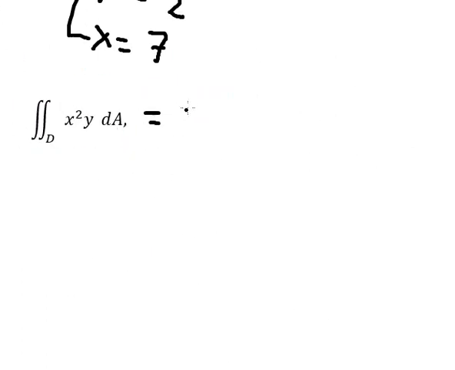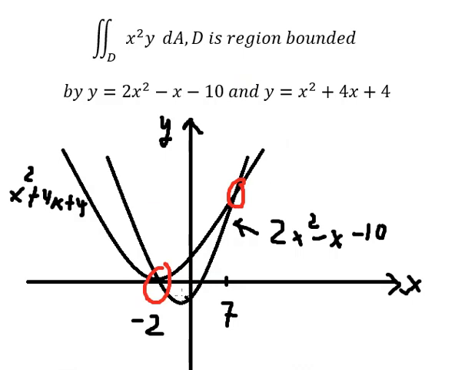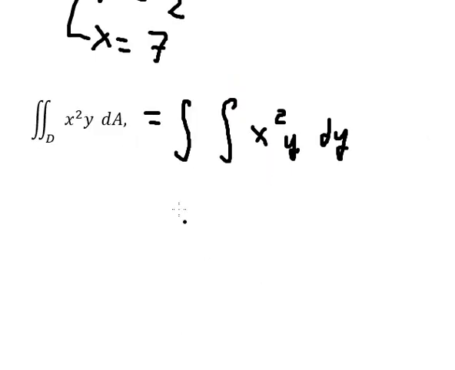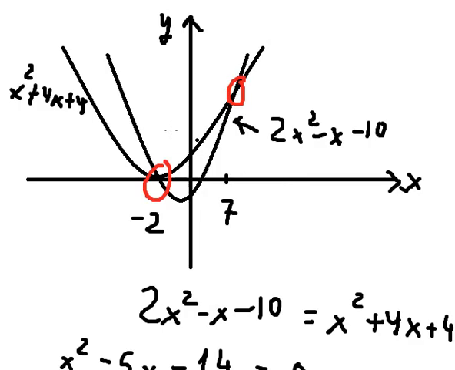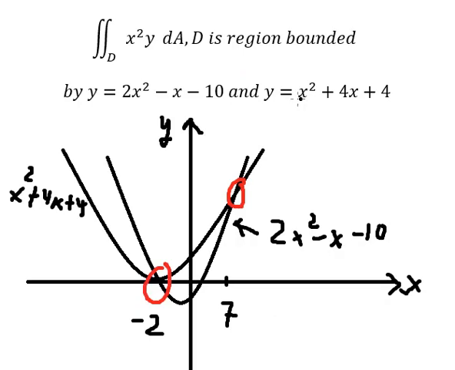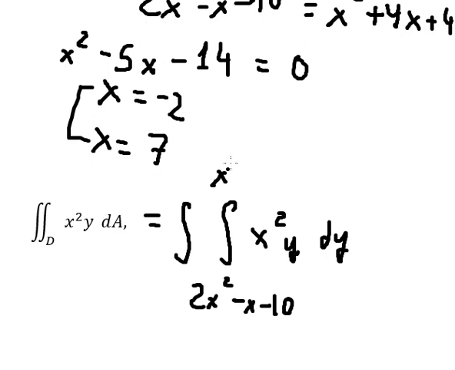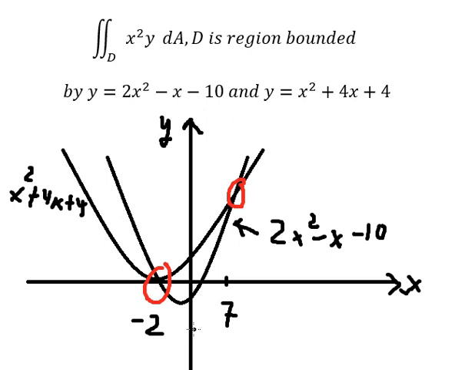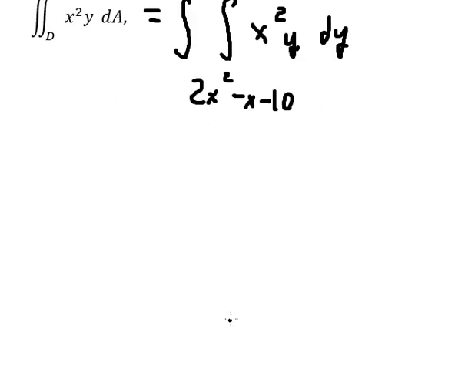So for dy, we can see that the lower bound is this one, and we have 2x squared minus x minus number 10. And the upper bound of this one is this one. For x, that should be from negative number 2 to number 7.